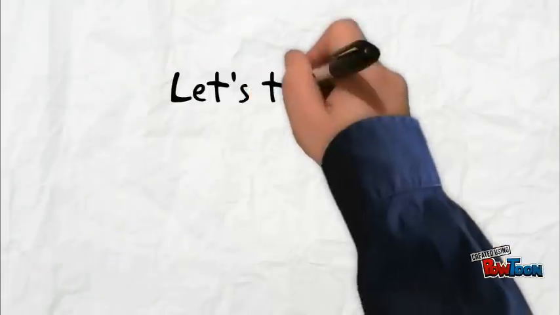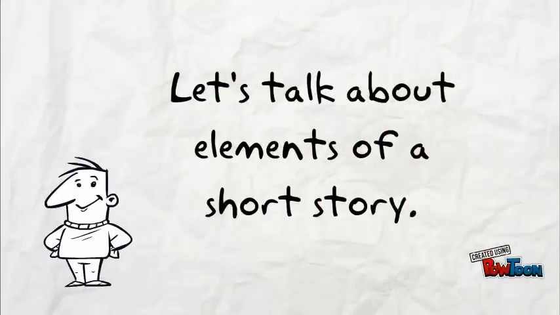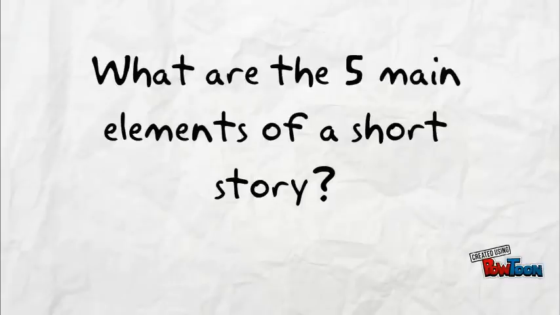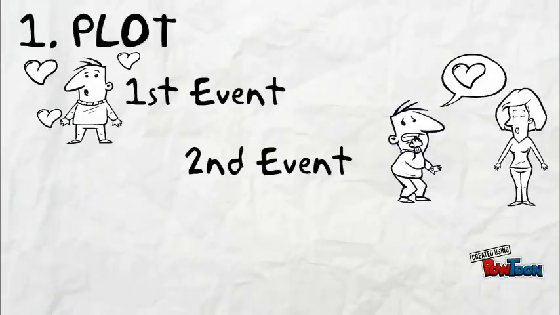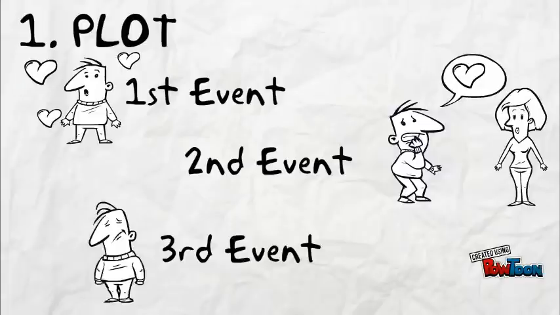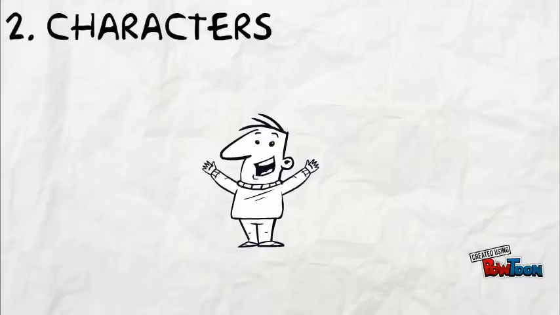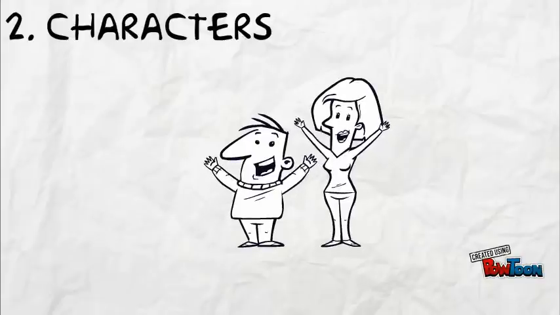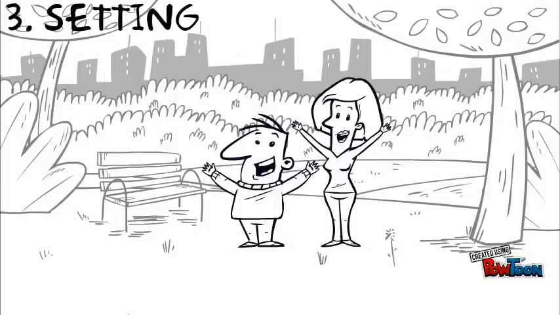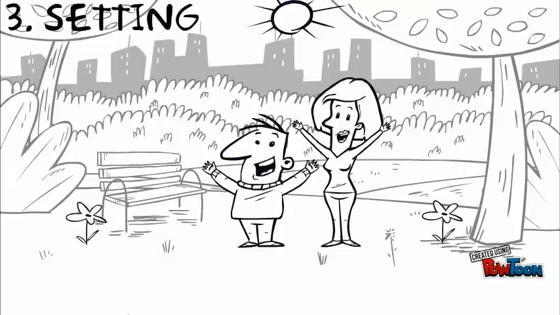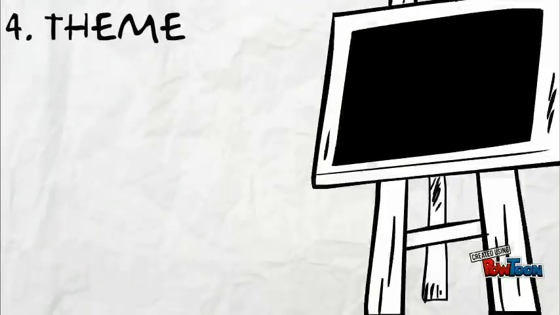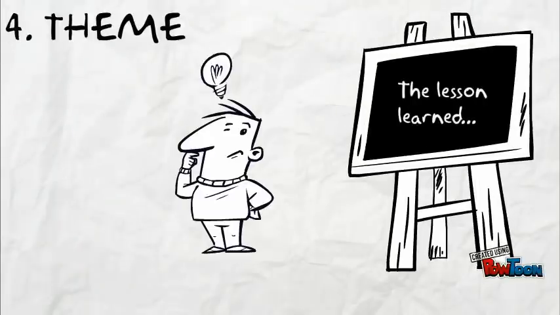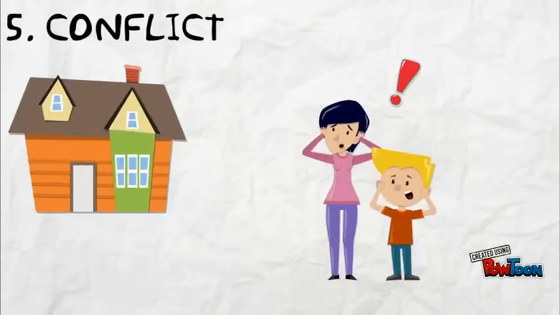Let's talk about elements of a short story. Plot: the sequence of events in a story in which each event results from a previous one and causes the next. Characters can be people, animals, or things. Setting tells where and when the story takes place. Theme is the central message of the text. And conflict is the struggle that the character goes through.